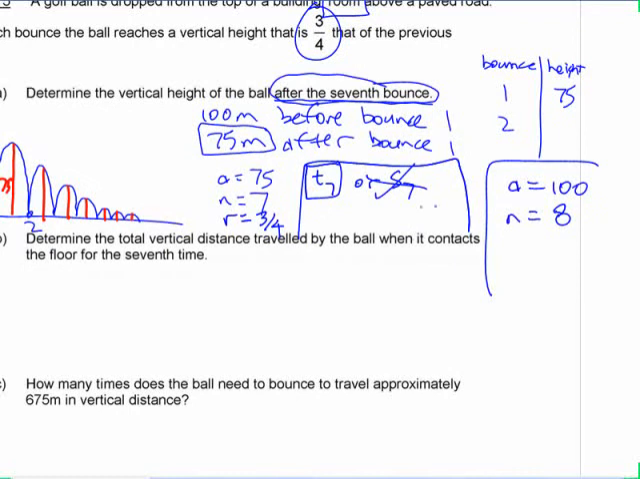If you read part B, I'm gonna let you. Once we've done that thinking, that's the hard part, right? Plugging in the numbers isn't so hard, but determine the total vertical distance traveled by the ball when it contacts the floor for the 7th time, i.e. on the 7th bounce.